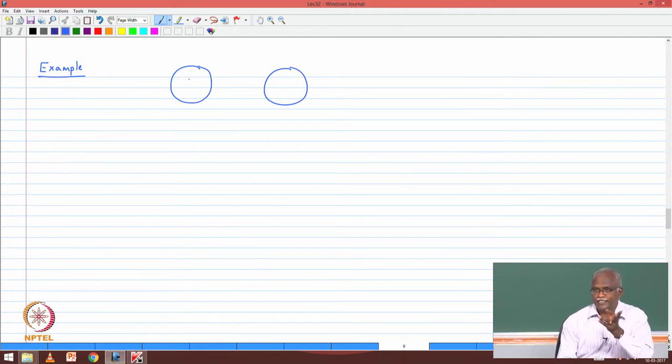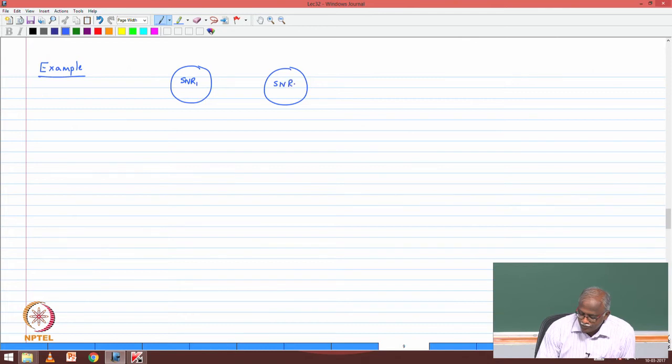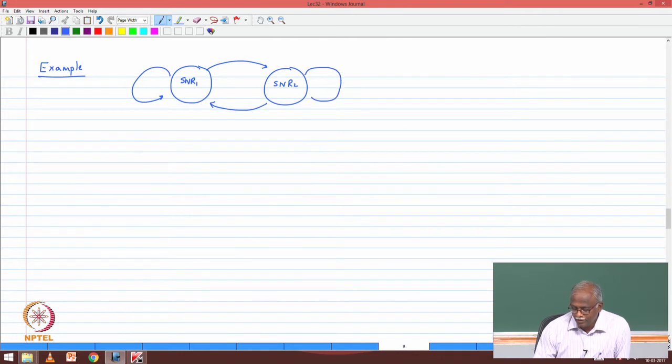Okay? So let's assume that you have a system which has the following characteristics. It has got two states. Basically, not all SNRs are possible. It has got two states. One is called SNR1, the other one is SNR2. Okay? This is like a finite state system. So you can remain in state 1, or you can transition to state 2, and then you can transition back, or you can remain in SNR state 2. Okay? That's a very simple system.